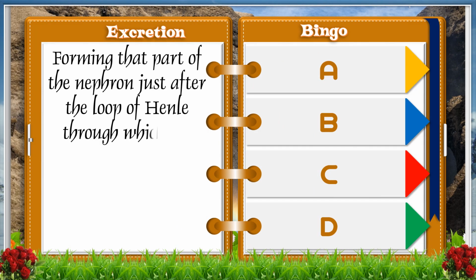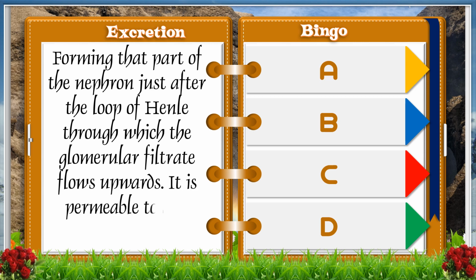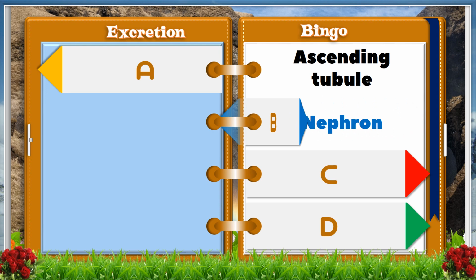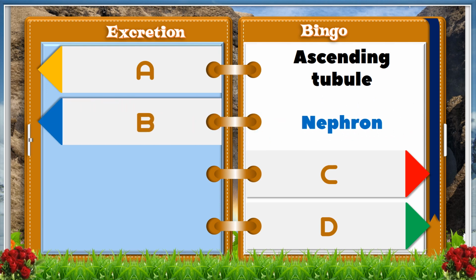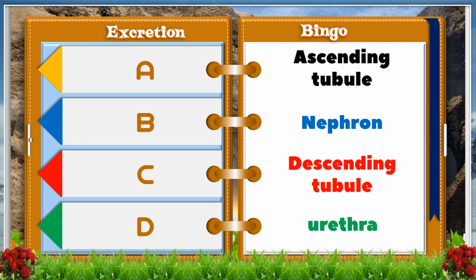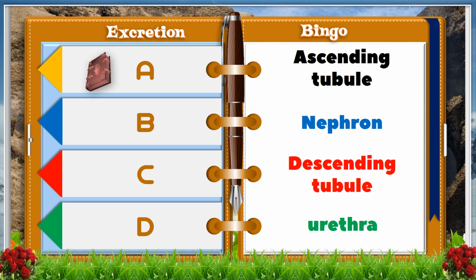Forming that part of the nephron just after the loop of Henle, through which glomerular filtrate flows upwards. It is permeable to salts only. A. Ascending tubule. B. Nephron. C. Ascending tubule. D. Urethra. And the answer is A. Ascending tubule.